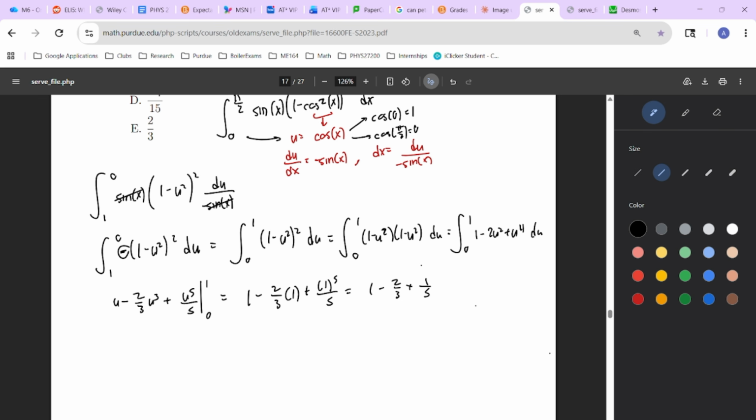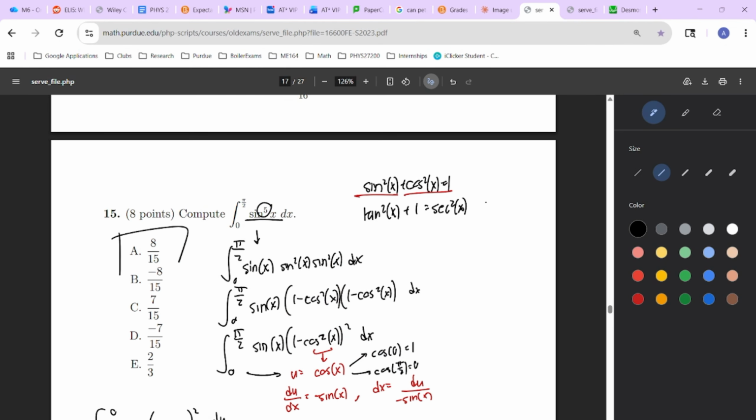Well, common denominator here, this would become 15 over 15 minus 10 over 15 plus 3 over 15. That would be equal to 8 over 15. And that would be your final answer. That is answer choice A.